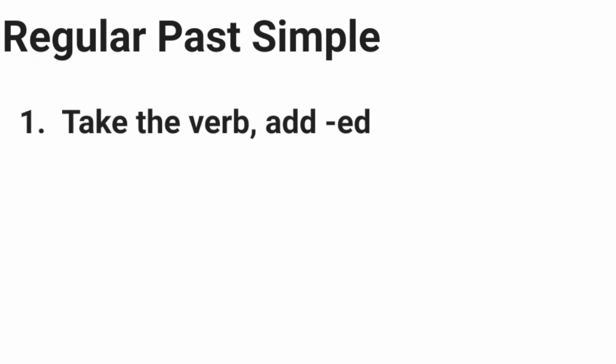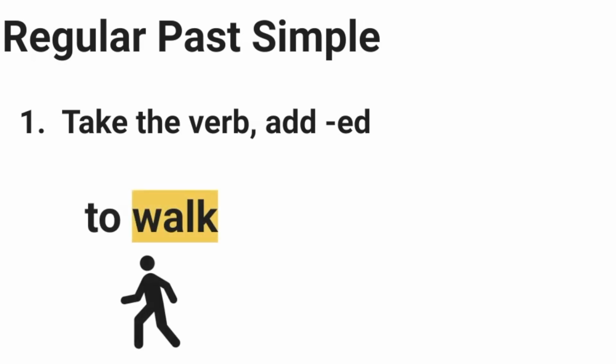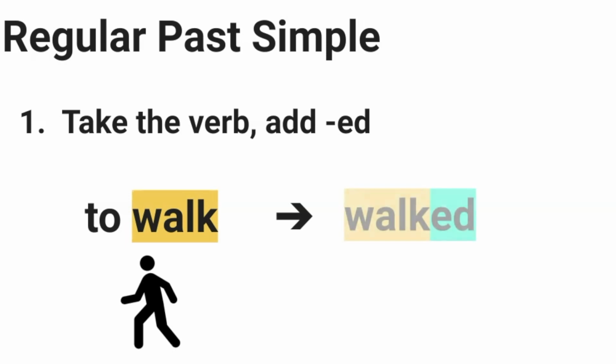Regular past simple. The regular past simple has 4 rules. The first rule is the most important. It is the main rule. You'll want to remember this rule. Take the verb and add ed. To walk, walked.